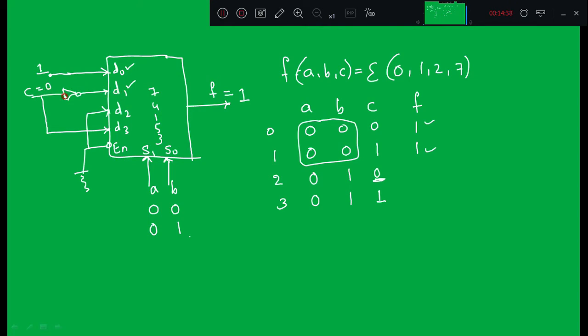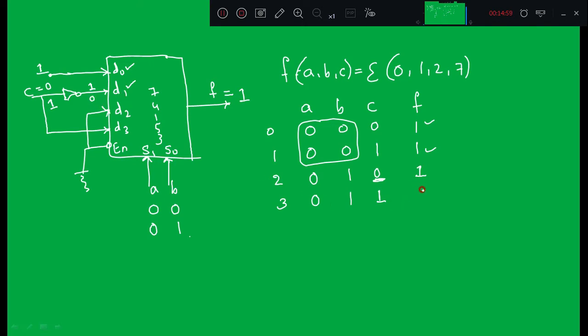C is connected to the input of the NOT gate. The output of the NOT gate will be complemented, 0 will be complemented, and 1 is connected to D1. So what will be the output? F is equal to 1, right? So when C is equal to 1, the output of the NOT gate will be equal to 0, and this 0 is connected to D1.